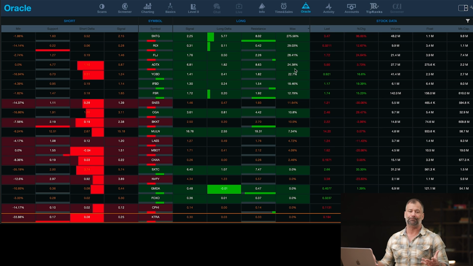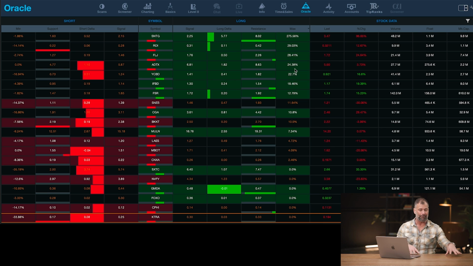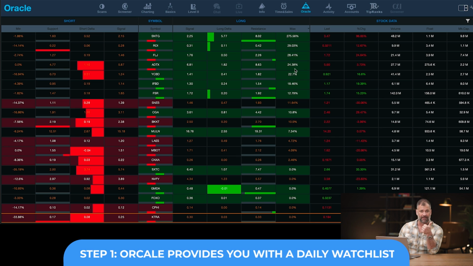But at the end of the day, technical analysis is charting: picking out levels on a chart to buy the stock, to take a stop loss, where to take profits, where to hold, where to move on, etc. Mapping out the chart, doing technical analysis. So right off the bat, step one, Oracle gives you a watch list.